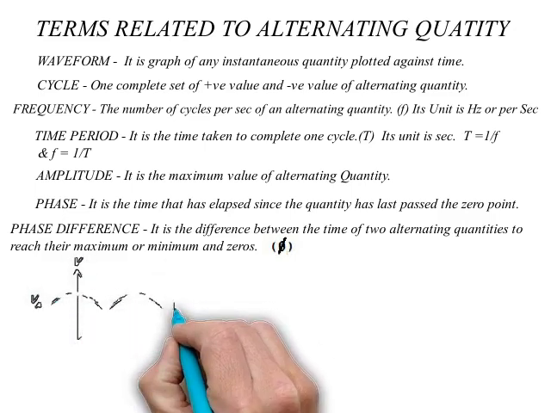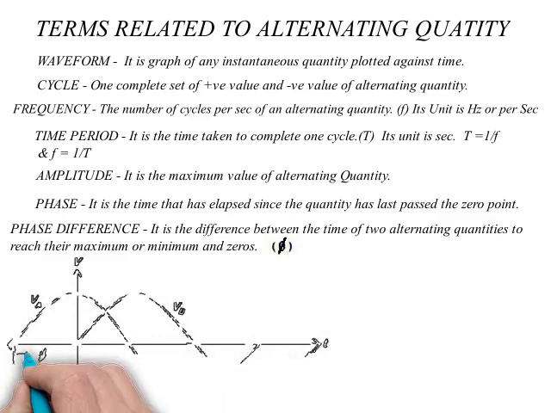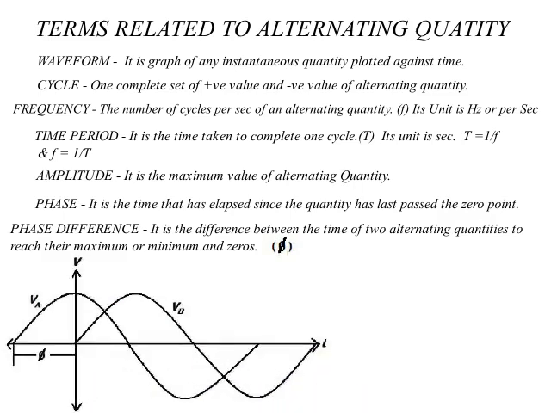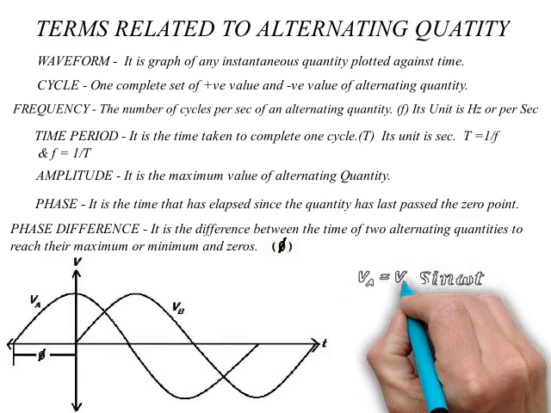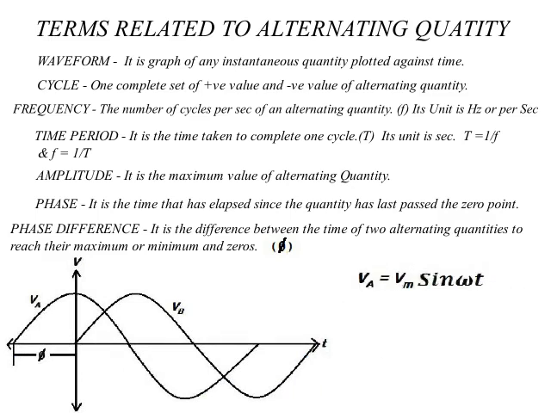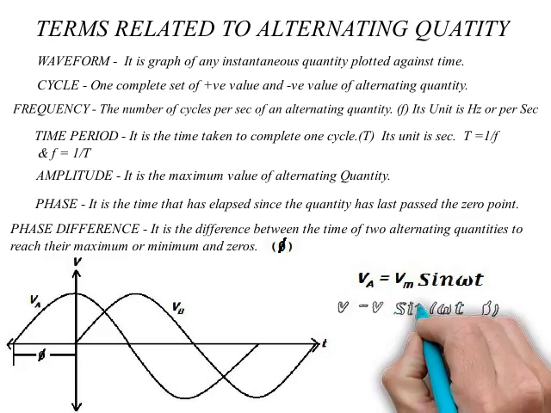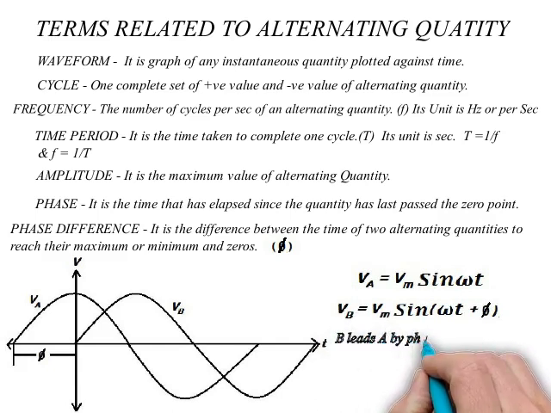Let us draw a graph of two waves, that is VA and VB against t. There is a phase difference of phi. Therefore, VA is equal to Vm sin omega t and VB is equal to Vm sin (omega t plus phi). So there is a phase difference of phi. So here we can say B leads A by a phase angle of phi.